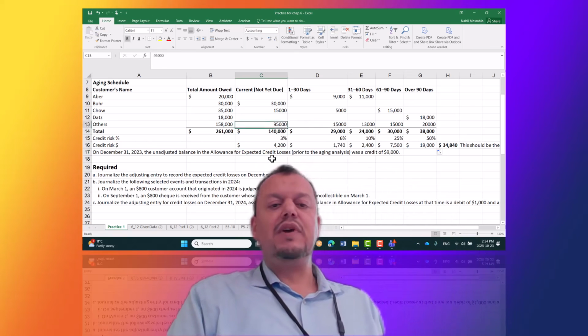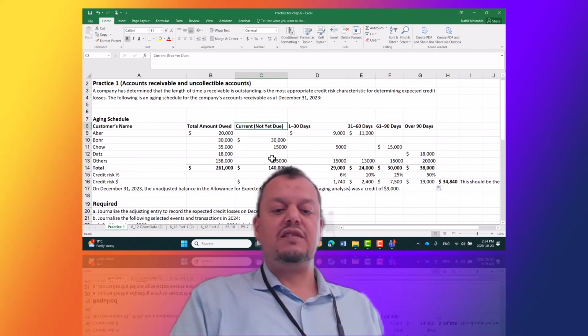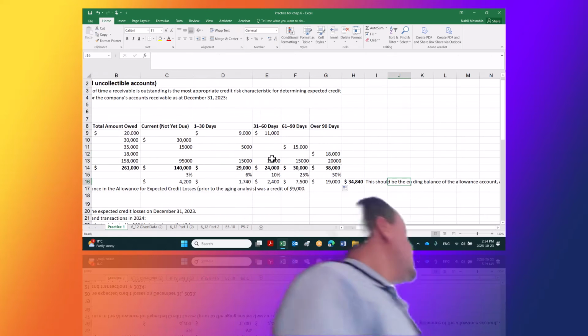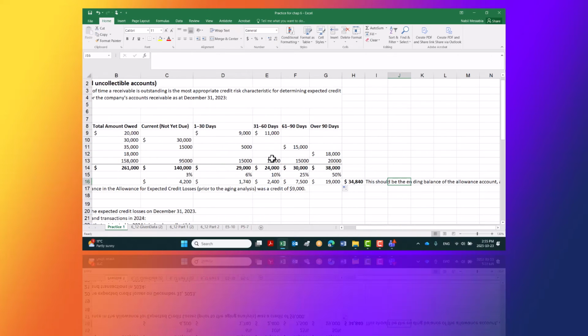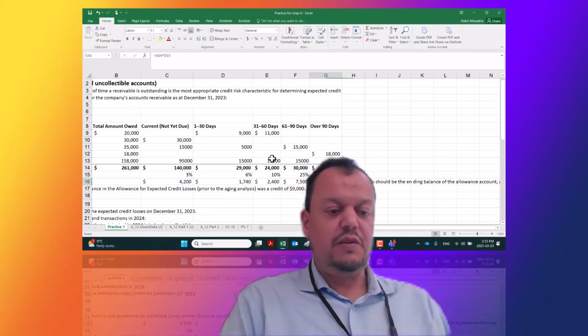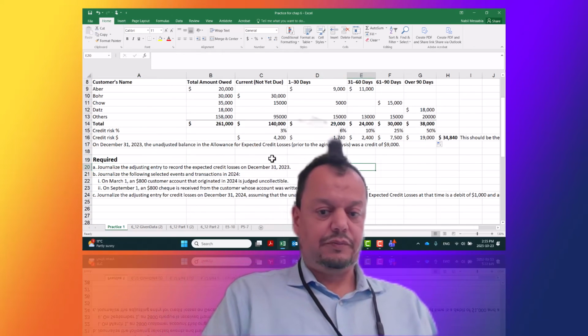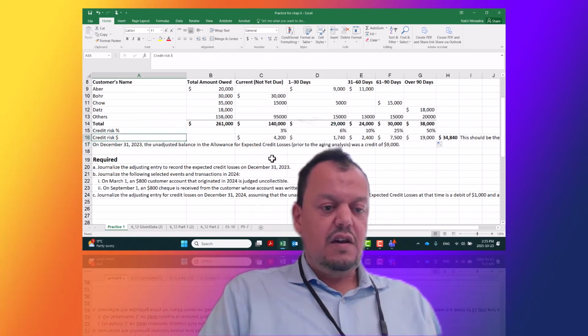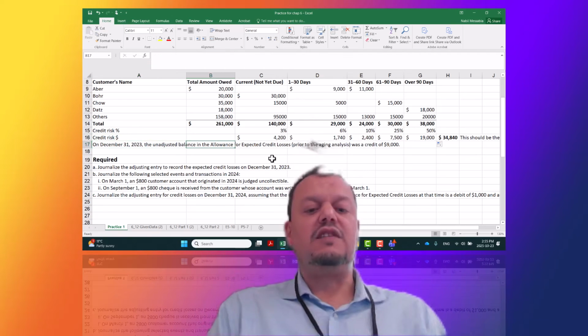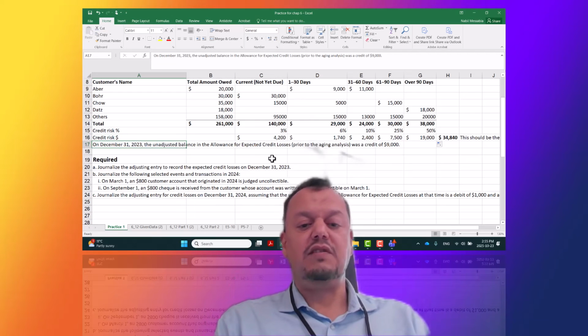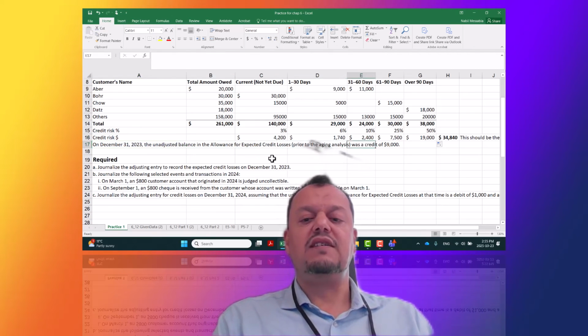So after you make this aged balance of the receivable, what you have to keep in mind is that this total number is the number that should be in your balance sheet as allowance for doubtful account. So the question here: journalize the adjustment entry to record the expected credit loss. And they say on December 31st, the unadjusted balance of the allowance for expected credit or allowance for doubtful account prior to aging analysis was $9,000.